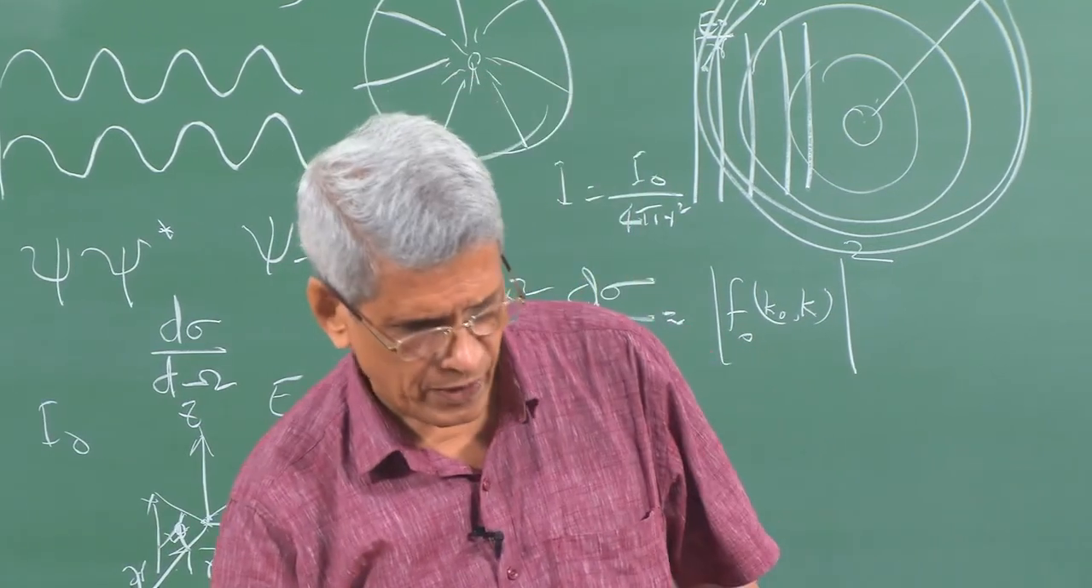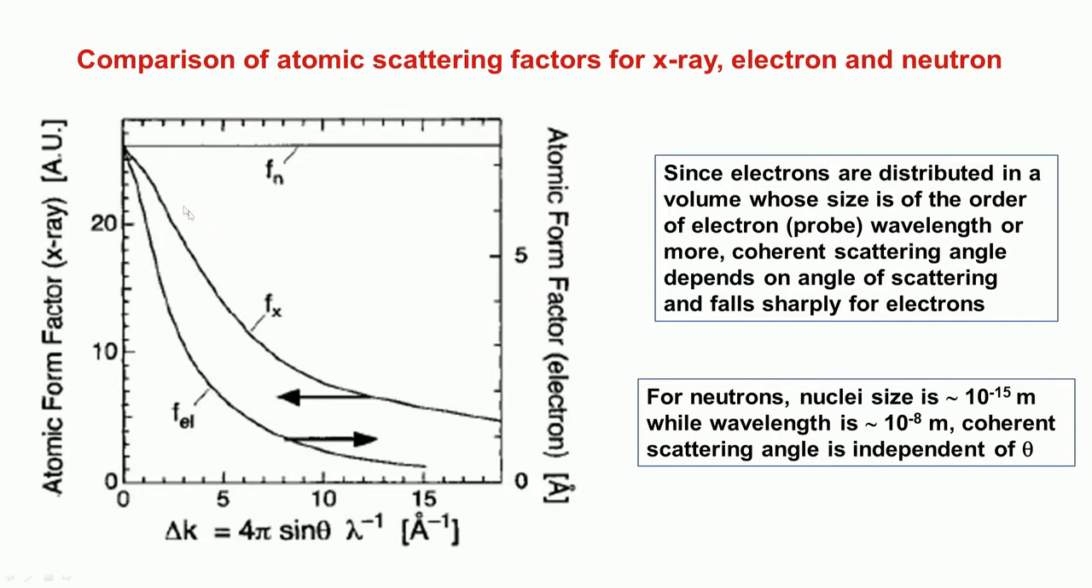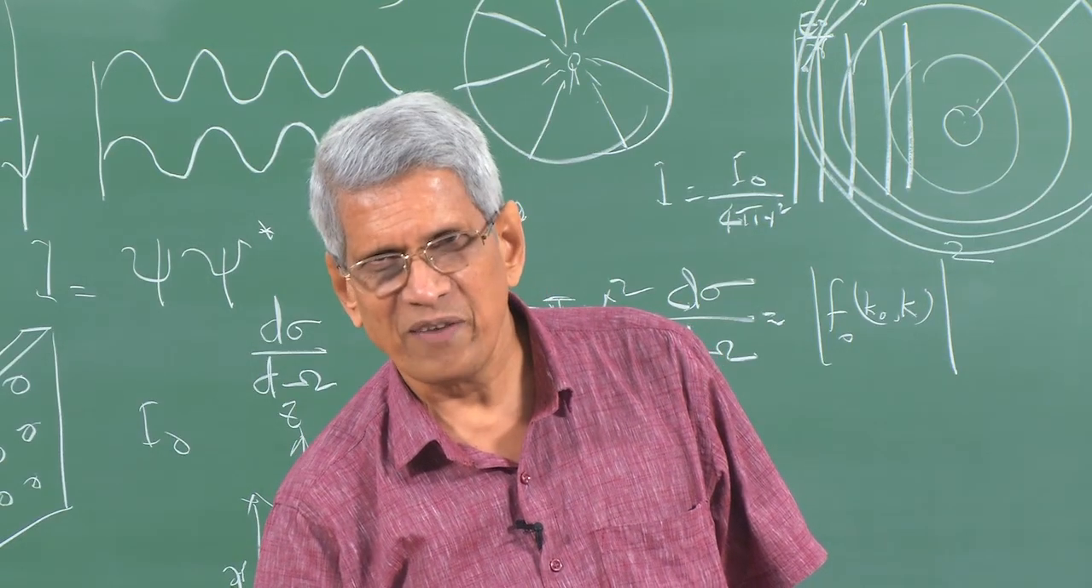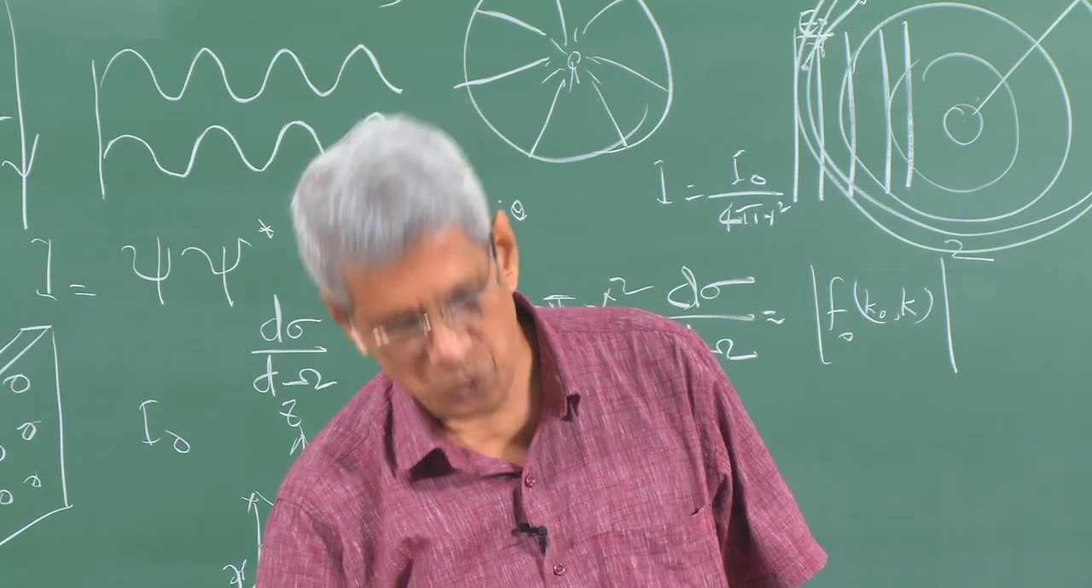Is it clear? So, essentially what we have to consider is that, depending upon whether it is electron, X-ray or neutron, how the atomic scattering factor changes as a function of scattering angle is different. The effect is maximum in the case of electrons and nil in the case of neutrons.